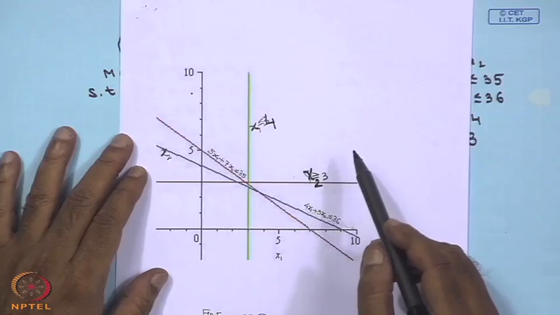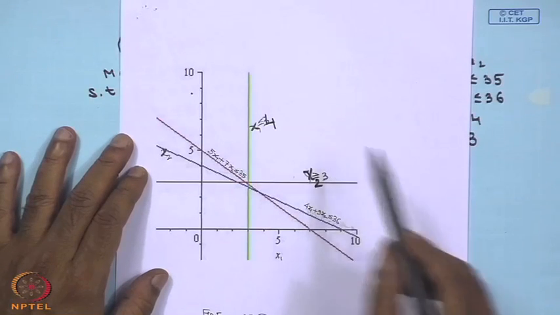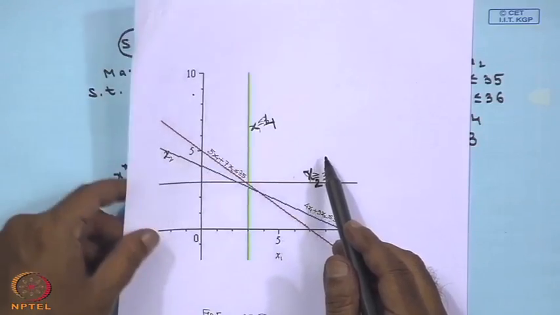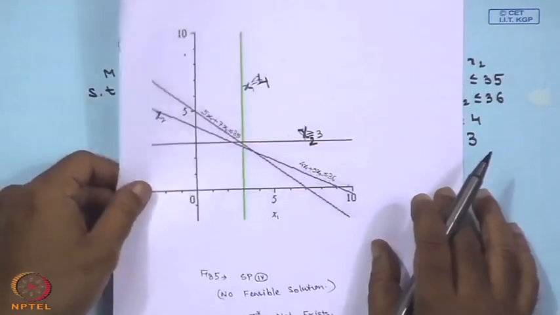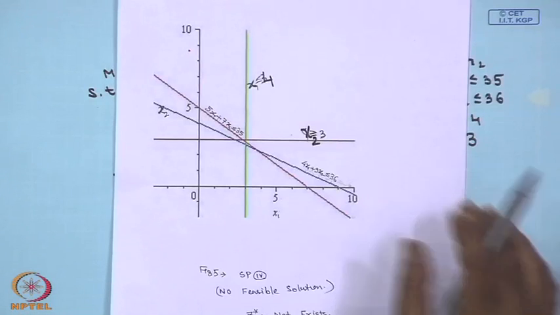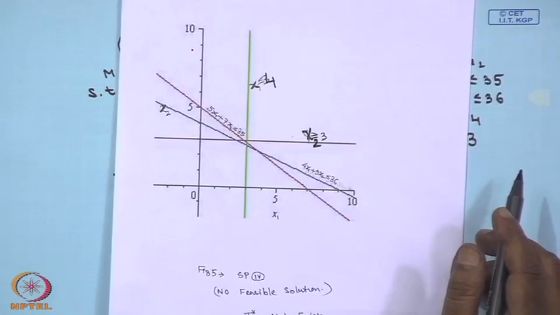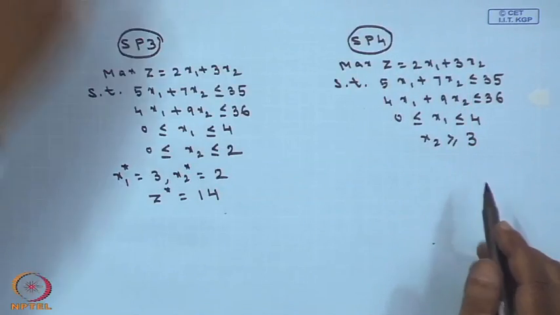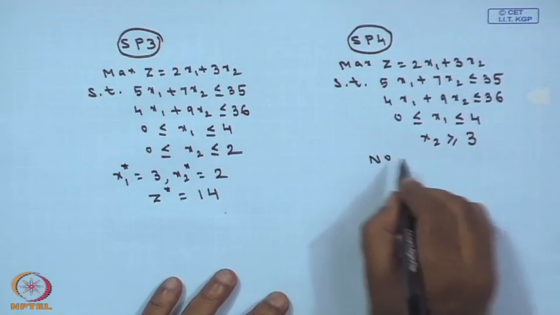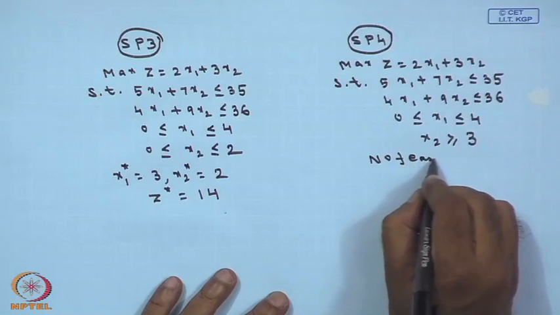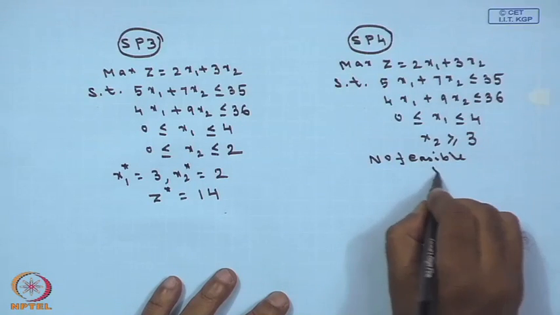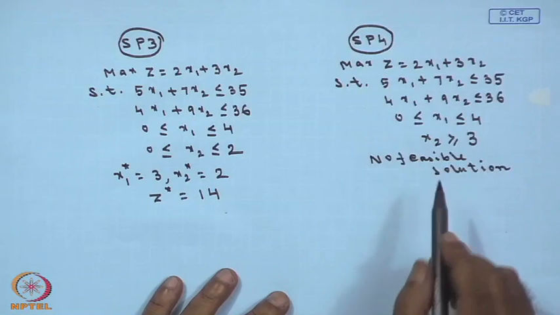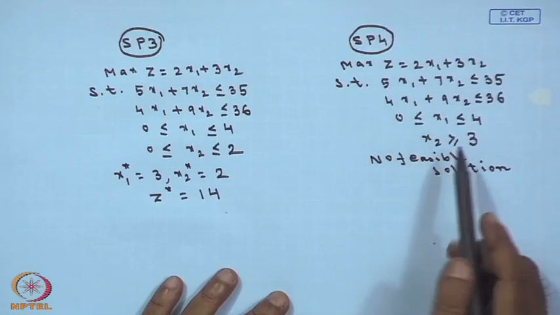Can you find out any feasible solution here? Graphically, I am not discussing this part again. There is no feasible solution for this one, or in other sense z star does not exist. From the graph it is very clear, you can check it on your own also, since we have discussed these things earlier. So, I am not going into details of this. So, for this one I can say that there is no feasible solution, and for the problem SP 4 the objective function does not exist.